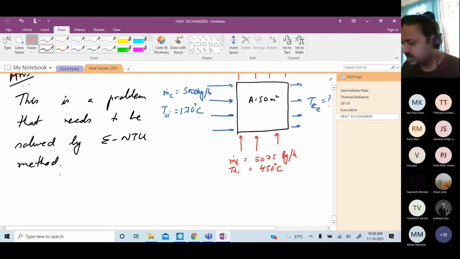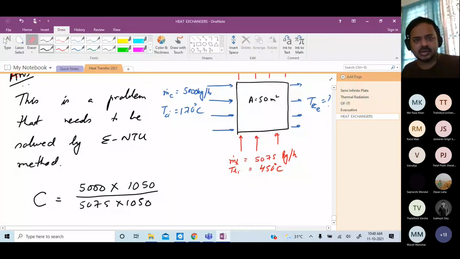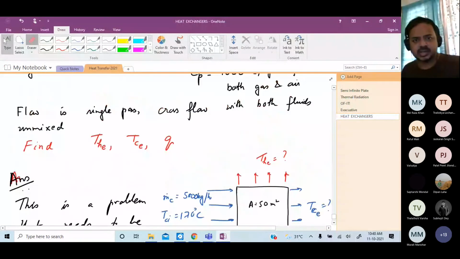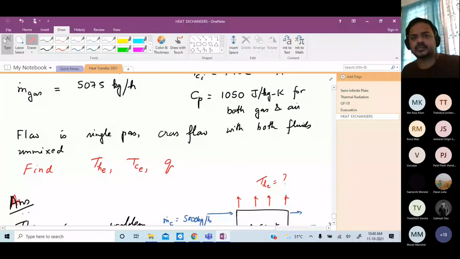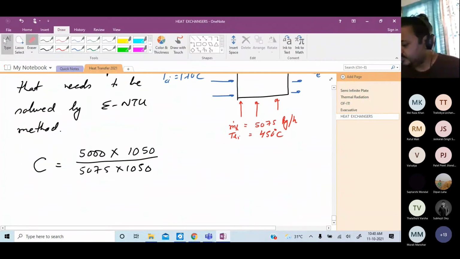So let us calculate C. What is capital C? Smaller into larger. The specific heats are the same. So 5000 by 3600 times 1050, and this is 5075 by 5000, so this is almost equal to 0.985.